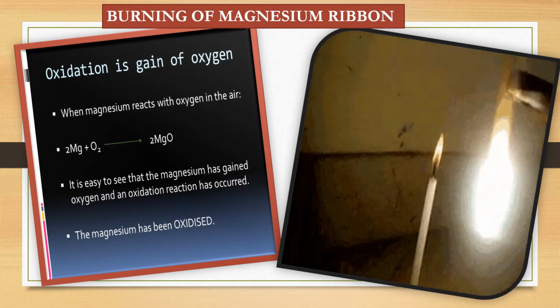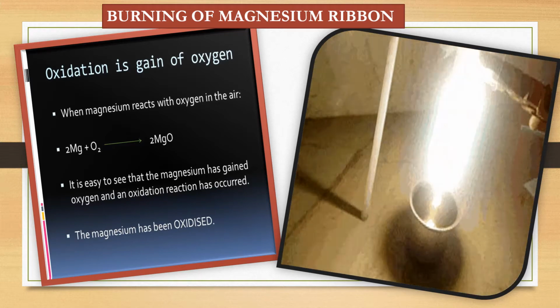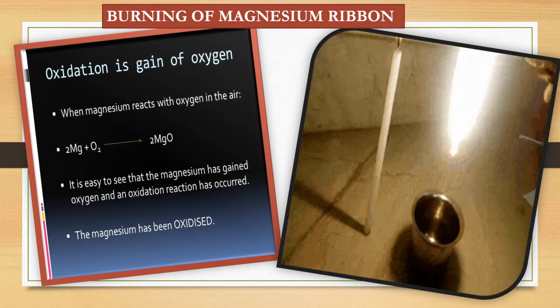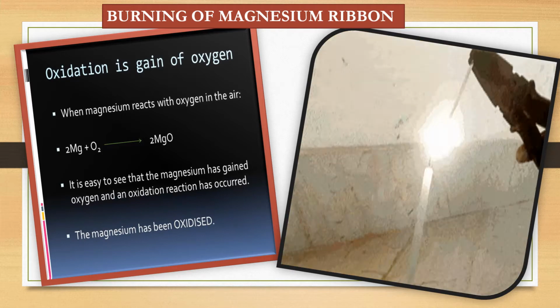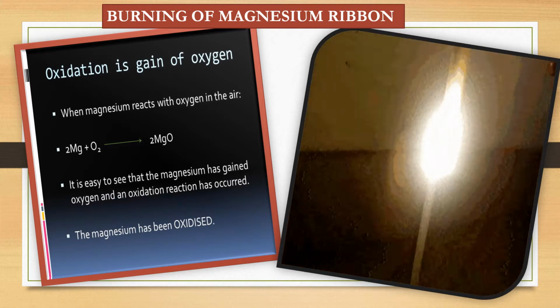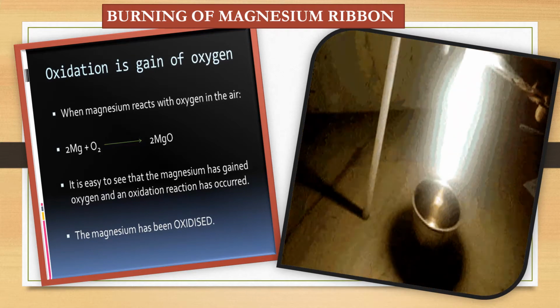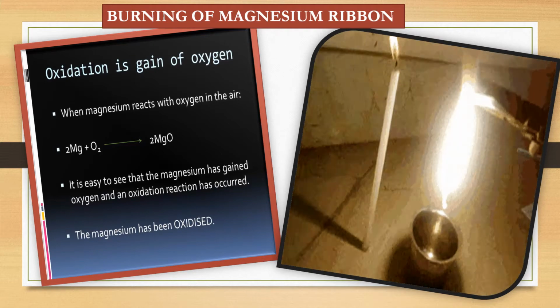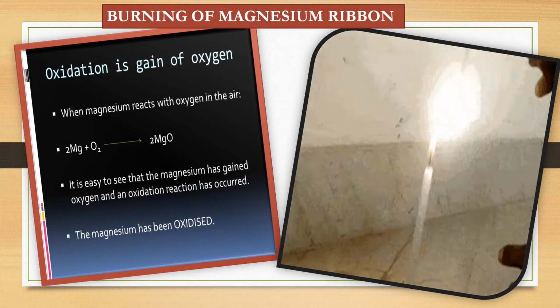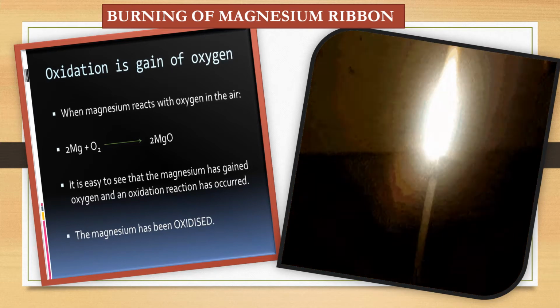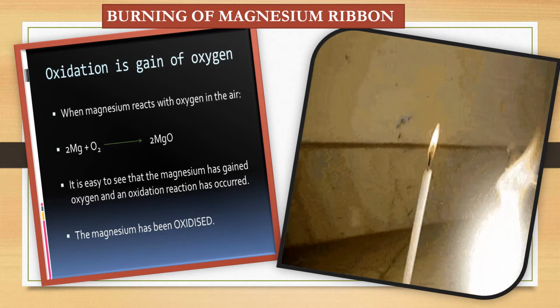occurred. You see, this is magnesium. Magnesium will gain oxygen from this oxygen molecule and it will be oxidized to magnesium oxide. The magnesium has been oxidized to magnesium oxide. So it proves that oxidation is gain of oxygen.